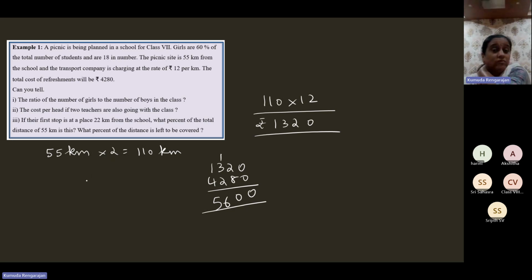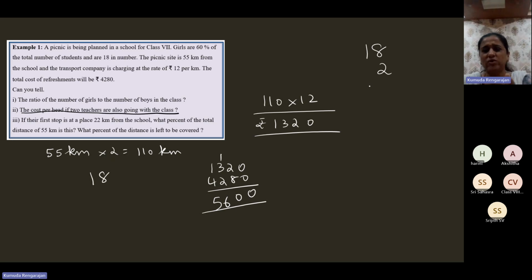So we have to find the number of boys now, because we know there are 18 girls and there are 2 teachers joining them. Somewhere we read that, right? See here, the cost per head if 2 teachers are also going with the class. All right. So how many of them are traveling? We know 18 girls are traveling. We know 2 teachers are traveling. We have to find the number of boys and add that to this.